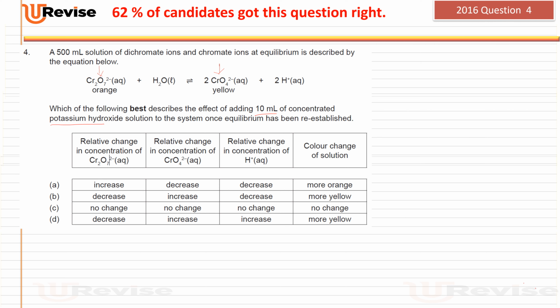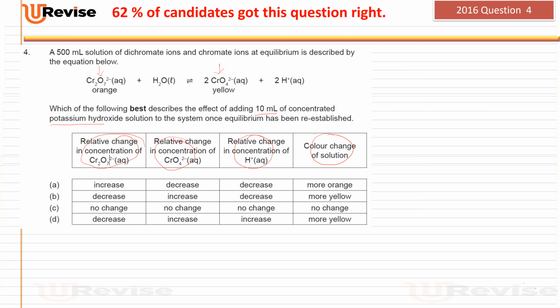So the question is asking us to figure out the relative change in the concentration, what happens with the concentration of Cr2O7 and the concentration of the chromate ion and the concentration of H plus ions and the overall color change of the solution. So when we're saying relative, it means compared to what it was before.